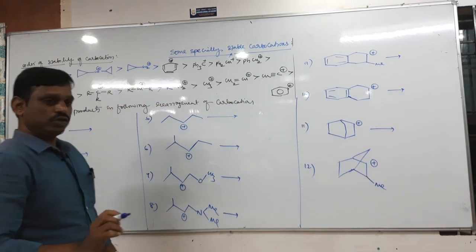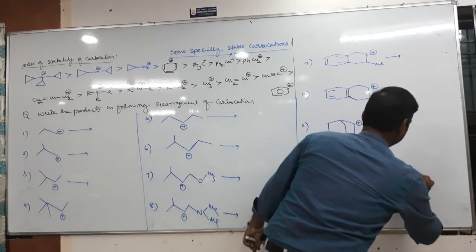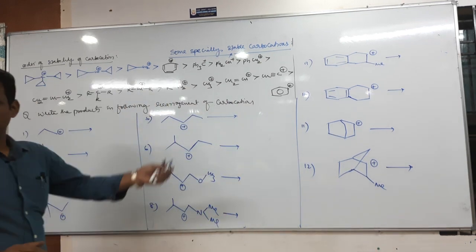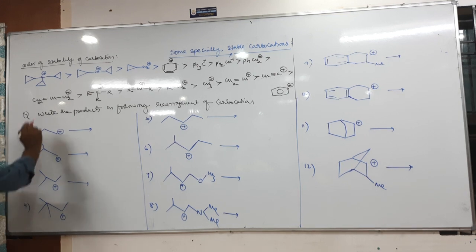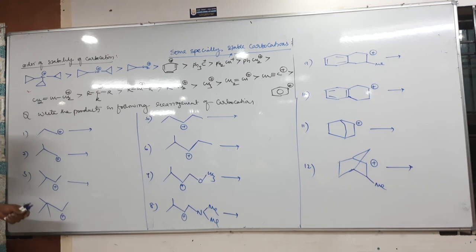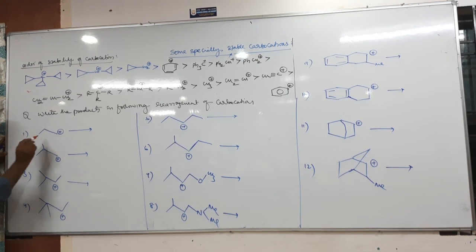Okay, so just write the rearrangement products. Tell me. See here, you try to understand first which carbocation it is.